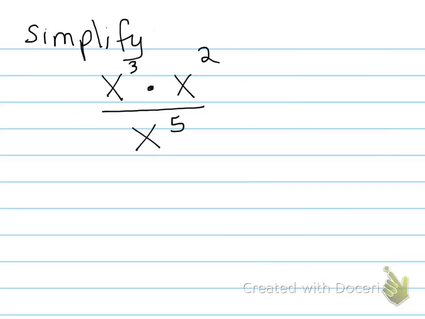x to the third power times x to the second power, all divided by x to the fifth power. We have a product of powers for the numerator. And then we have this division symbol, so we have a quotient of powers. So this one requires us to do both properties. Well, you've got to decide which one you're going to do first. There's more than one way to solve the problem. I like to work with the numerator first, because all you have to do is add the exponents.